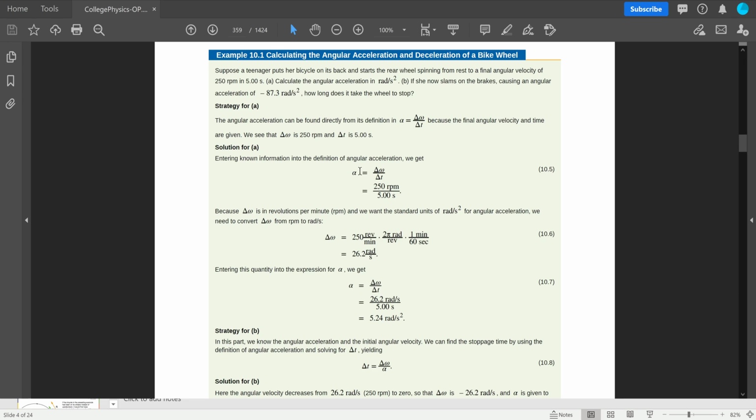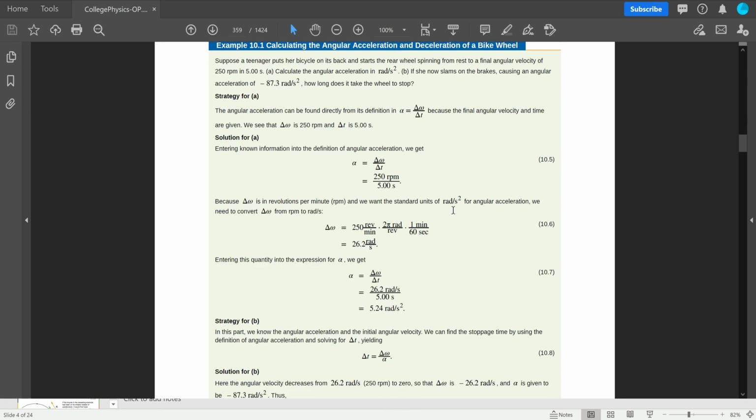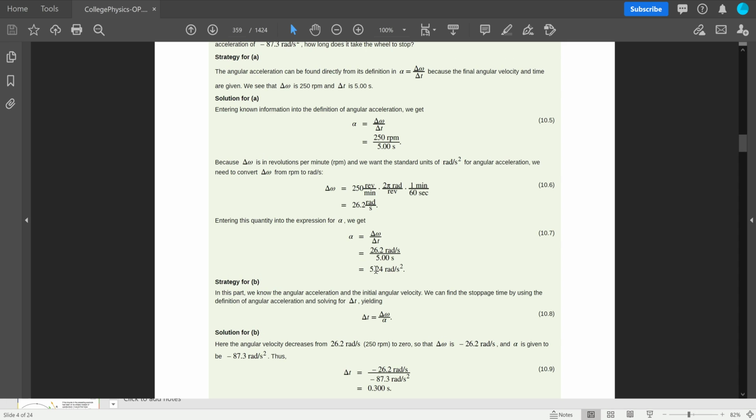Okay, so for A, we're going to find our angular acceleration. We are given 250 RPM over our time. That's pretty straightforward, but we know this is in RPM. We need to convert this into radians. So we know that 250 revolutions per minute is multiplied by 2 pi radians over 1 revolution. This is coming from knowing that there's 2 pi of distance around the circle per 1 revolution. So if we're going 250 revolutions, we have to multiply that by 2 pi. And we know that we are in minutes, so we have to change that to seconds. So our angular velocity here is 26.2 radians per second. Once we plug that in, you simply get 5.24 radians per second squared.